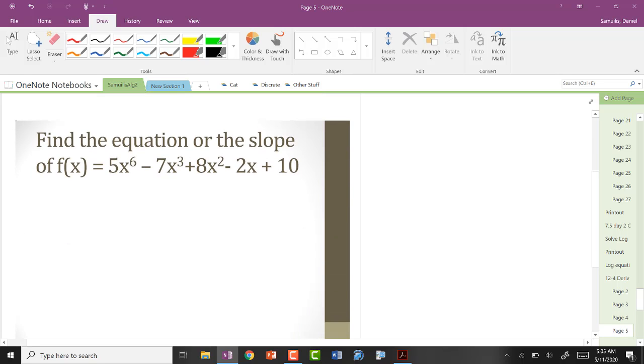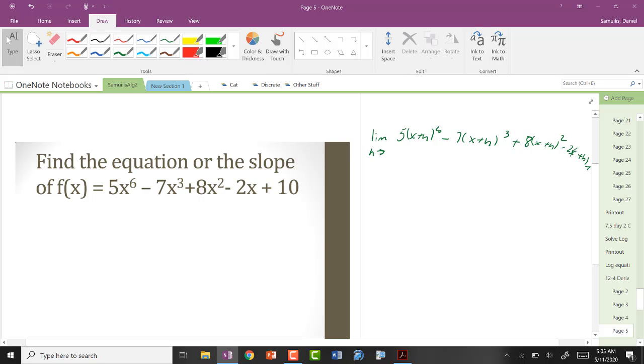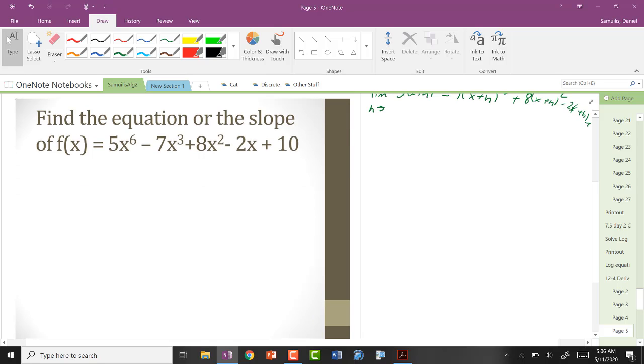Because would we really want to find the slope with that formula that I was given? Literally, if we were trying to do that, we would be finding the limit as h approaches 0, and I would have to plug in x plus h and take that to the 6th power, minus 7 times x plus h to the 3rd power, plus 8 times x plus h to the 2nd power, minus 2 times x plus h, minus 10. I'm running out of room there. And holy moly, I would not want to do this. So there is an easier way. I'll come back to this one in a sec.